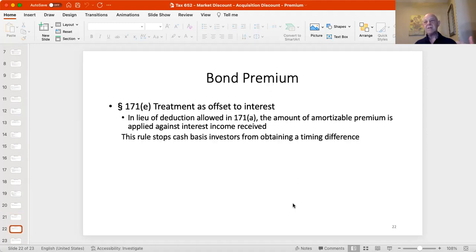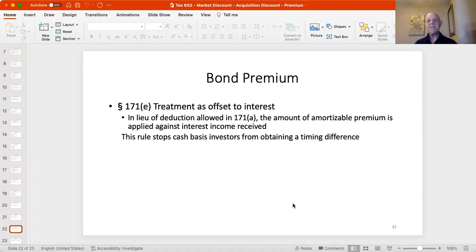Now, what's interesting is that code section 171 deals with bond premium. Code section 171(a) says we're going to give you a deduction. And then instead of repealing 171(a), which is what they should have done, they added code section 171(e). And 171(e) says you're not getting a deduction. What you can do is reduce the amount of interest income that you've accrued on your bond.